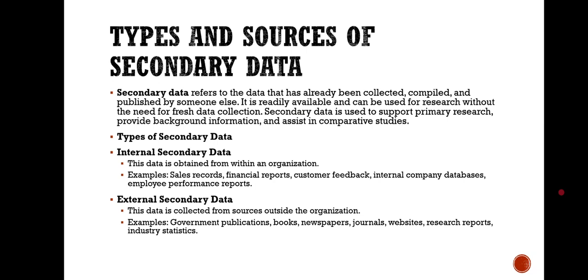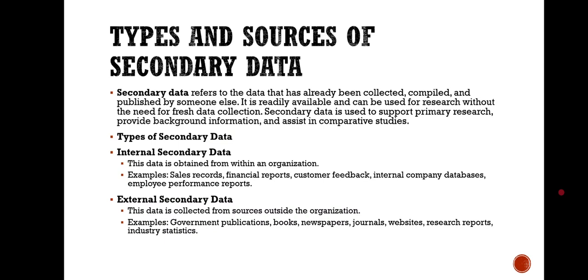These are the types and sources of secondary data. Secondary data means data that has already been collected, compiled, and published by someone else, that is readily available and can be used for research without the need for fresh data collection. Secondary data is used to support primary research, provide background information, and assist in comparative studies.